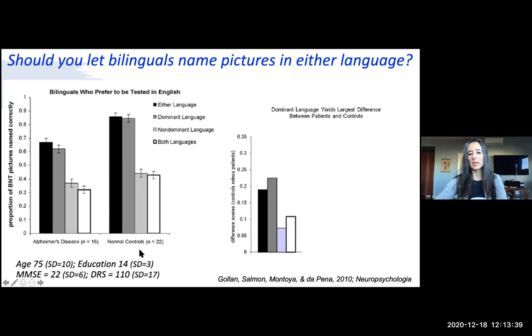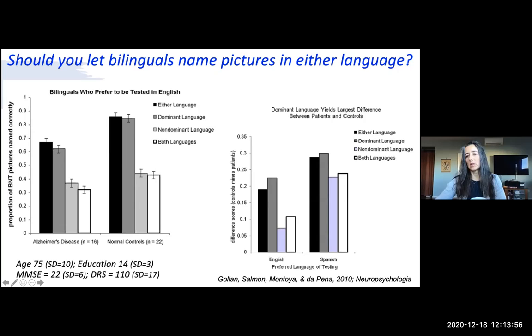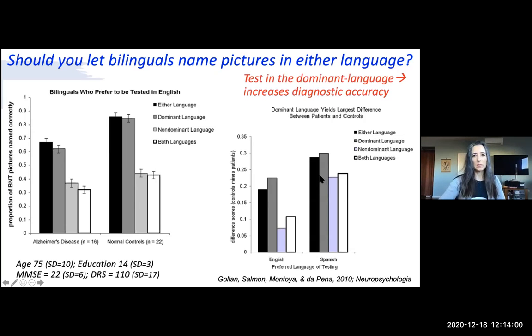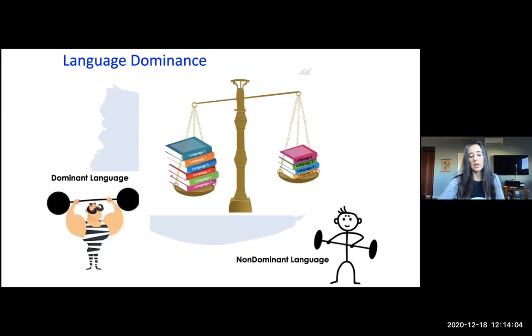So this just summarizes the different scores. This is this minus that, and the scale is changed so that you can appreciate the difference a little bit better. And you can see that it's the dominant language only score that gives you the biggest difference between patients and controls. That's the English dominant participants, and the same result for the Spanish dominant participants. We had about the same number. Okay, so test in the dominant language.